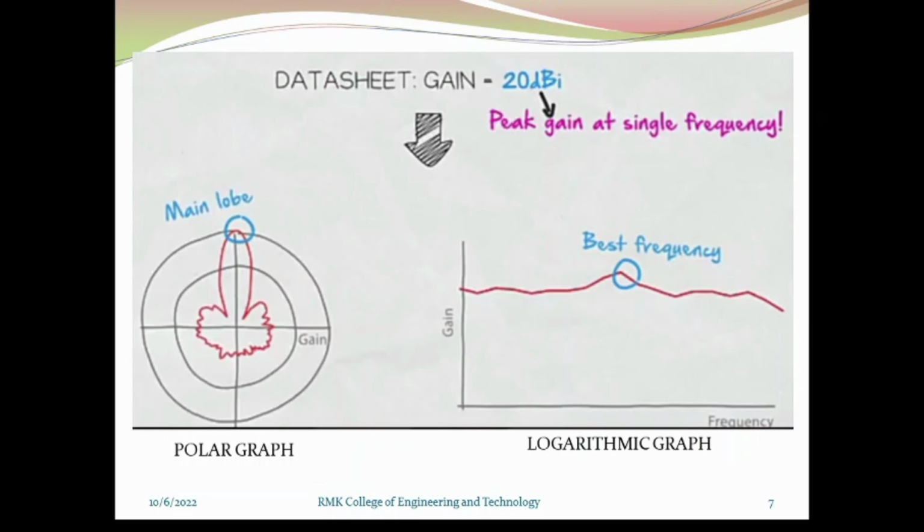So how do we plot it in the graph? For example, if it is 20 dB gain, we have to plot it in the polar graph. A polar graph represents angle versus gain. So this is the maximum gain, and we are going to locate 20 dBi over here. If it is a logarithmic graph, it is frequency versus gain, and we can mark this 20 dBi over here for the particular frequency.